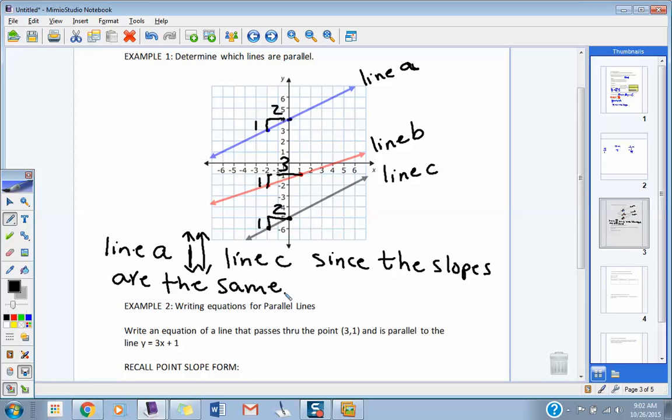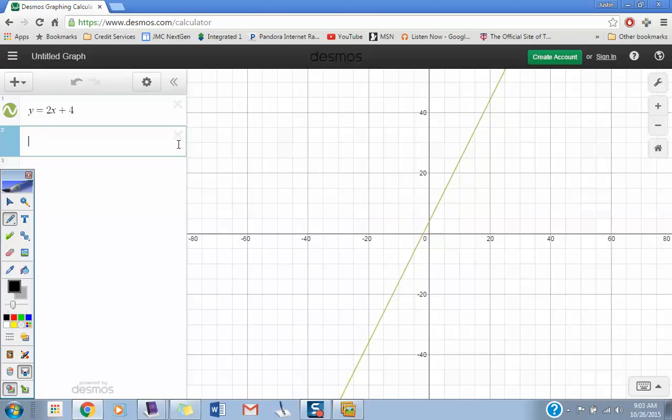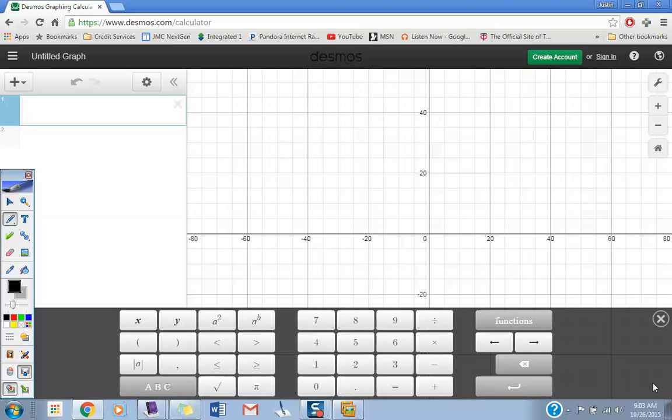Everybody have example one stuff written down here? Everybody have that written down? Okay, I want to run to Desmos. First of all, what point do we have to pass through according to example two, gang? What was it? (3, 1). So I'm going to plot (3, 1). Give me a second to do that.